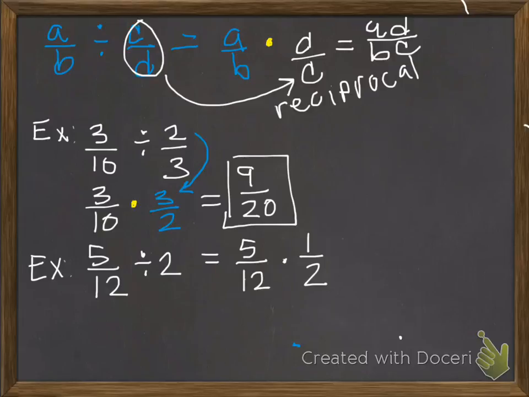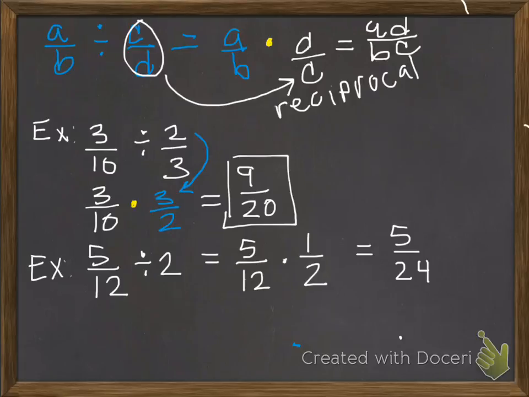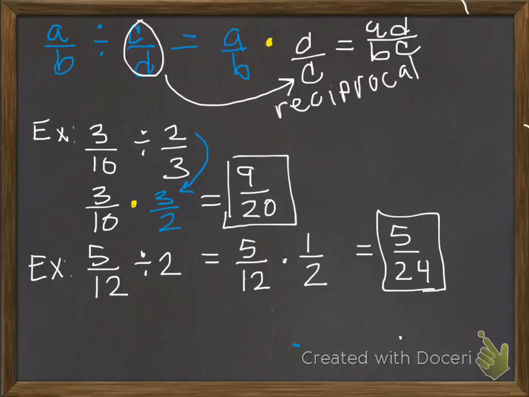And then we can multiply these two fractions. 5 times 1 is 5, and 12 times 2 is 24. And 5 over 24 is our final answer. That's it.